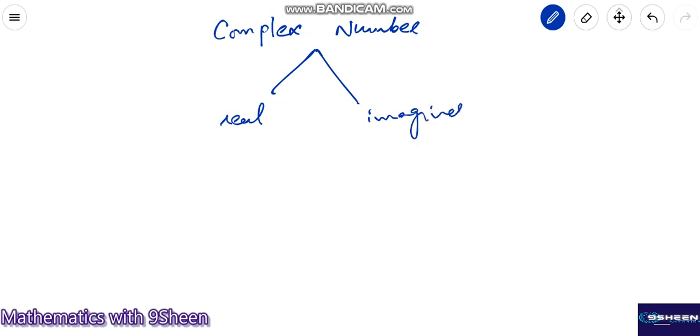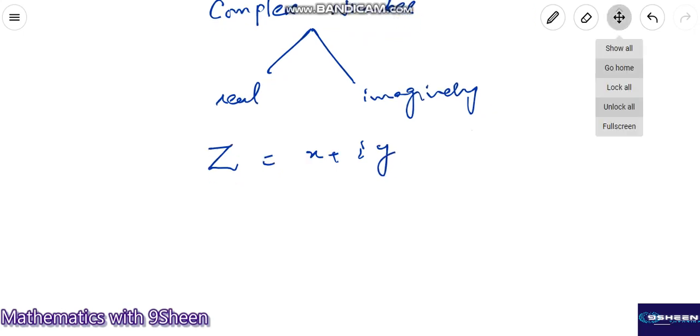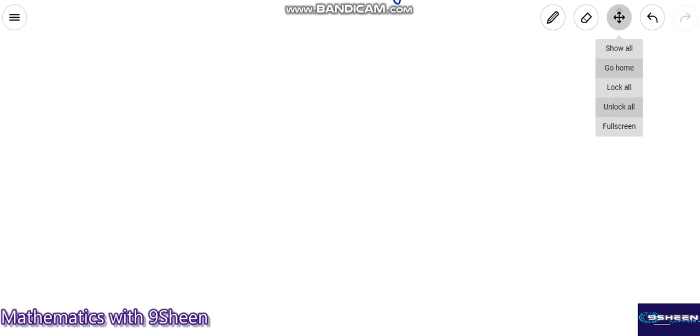Today we will start our topic, chapter number 1, complex number. A complex number is the sum of two numbers, real and imaginary. What is real and imaginary? Let us suppose that z is equal to your complex number, the real number is x, and y is your imaginary number. Now we will discuss our exercise 1.1.